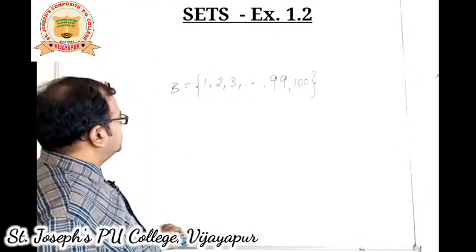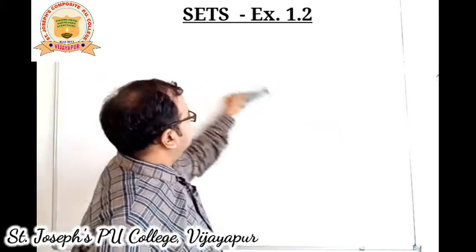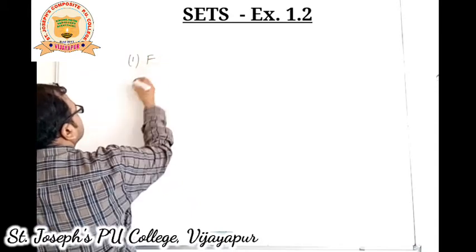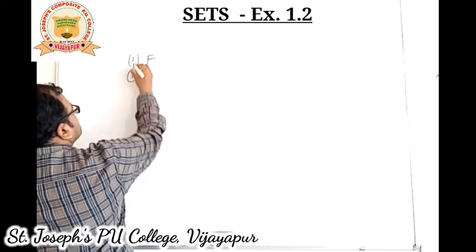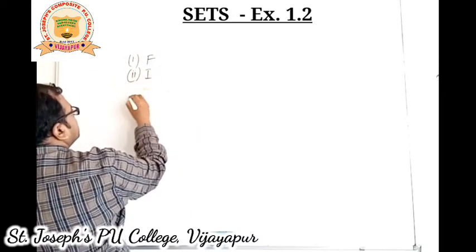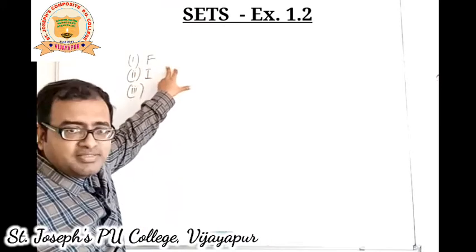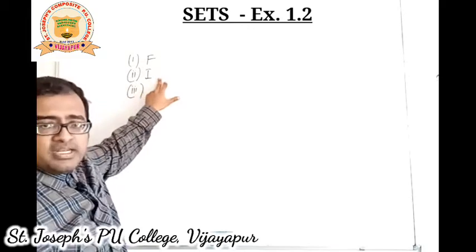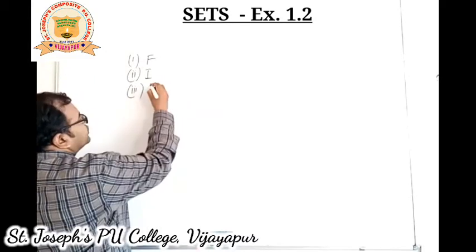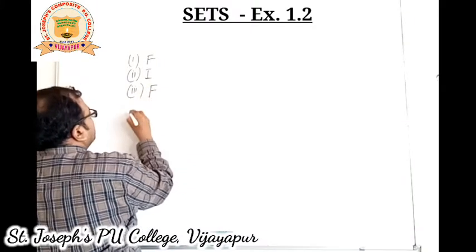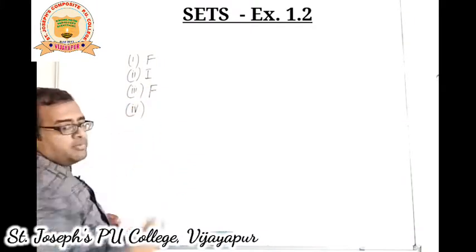I'll just write a shortcut and leave it here so we can sum up at the end. The first sub question was finite, about the 12 months. The second is infinite because natural numbers. Here also natural numbers, but within the limit from 1 to 100, so this is finite. Let's go for the fourth sub question now.